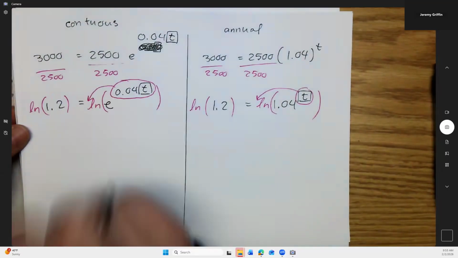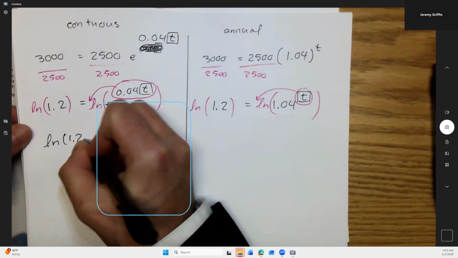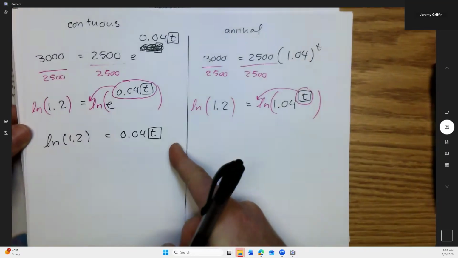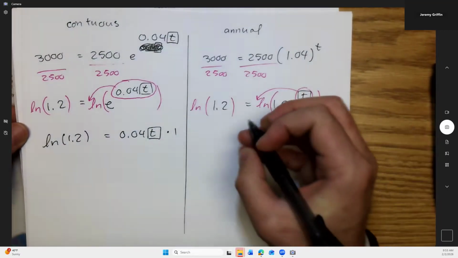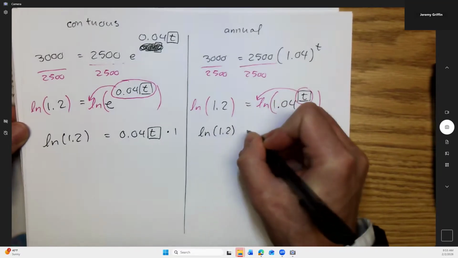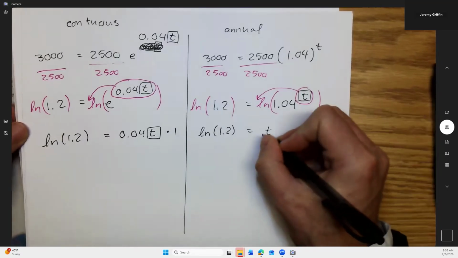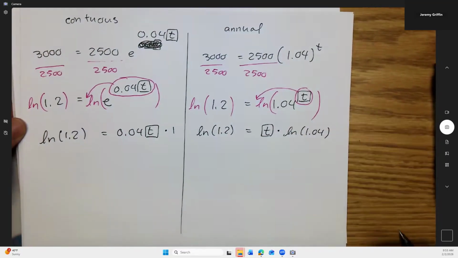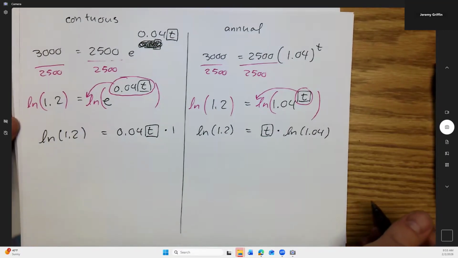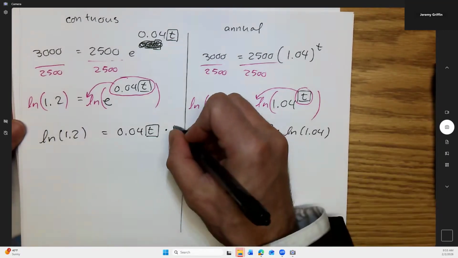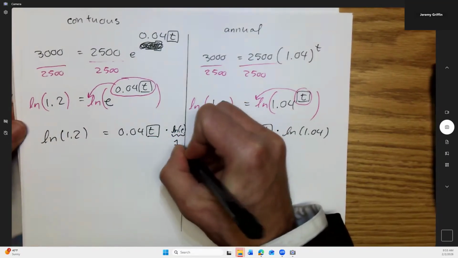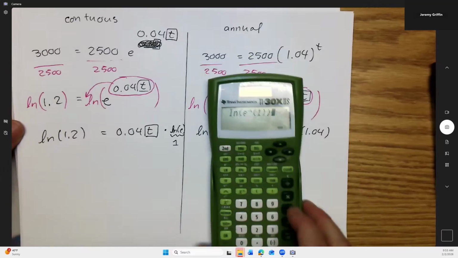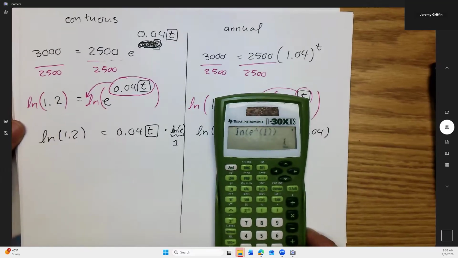So I have here natural log of 1.2 equals 0.04t, and that's it because it's times 1. And over here, natural log of 1.2 equals t times natural log of 1.04. Yes, the natural log cancels out the e. Natural log of e is equal to 1. Let me calculate it: natural log of e to the 1, that's natural log of e right there, and it gives me 1. It's just 1.